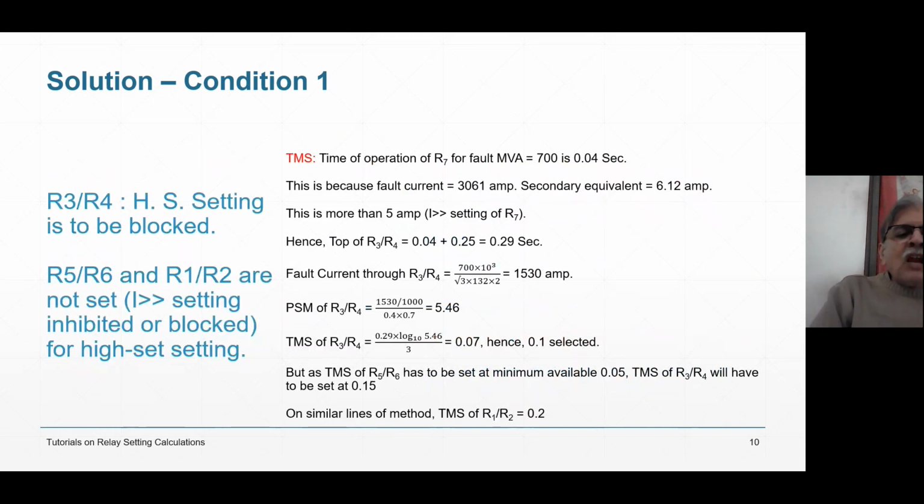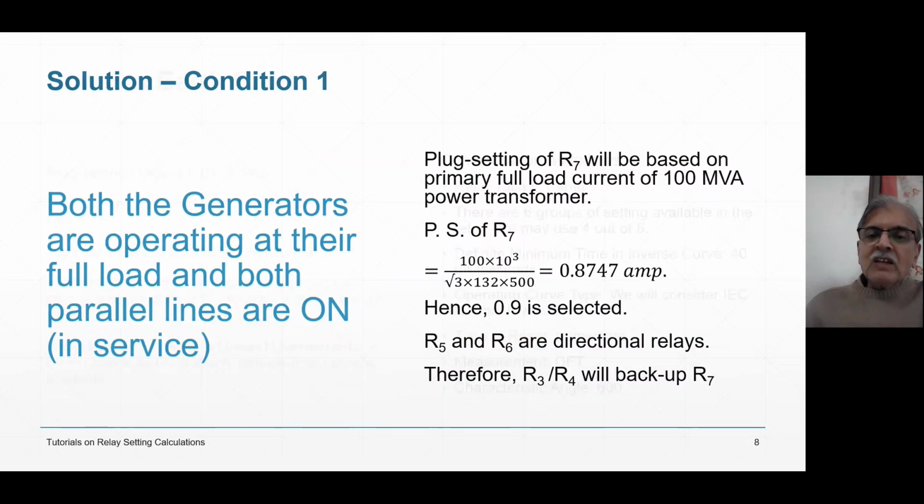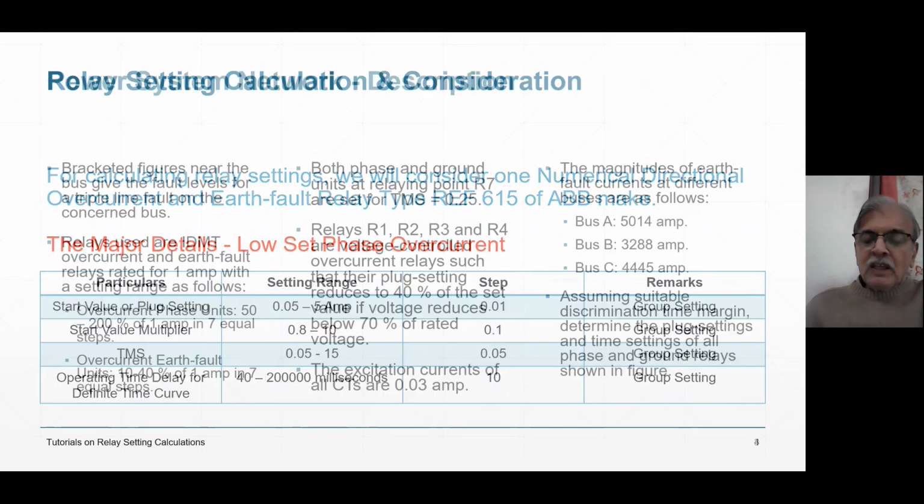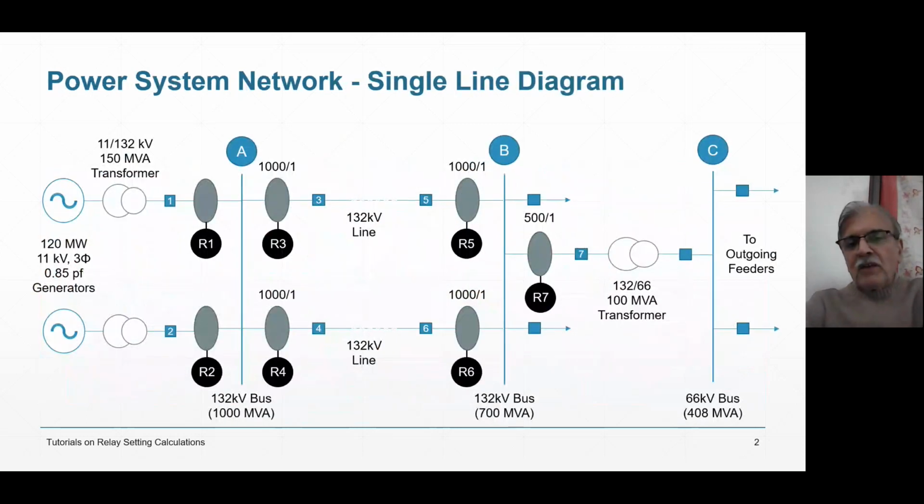R3, R4, R5, R6, R1, R2, all 6 relays, I set I double greater than as blocking. I'm blocking because I am under trouble. What trouble am I under? That if there is a fault after bus C, what is my requirement? If there is a fault after bus B, I'm sorry, after bus B, then for that fault, that is 700 MVA fault current, R3 and R4 should not trip.